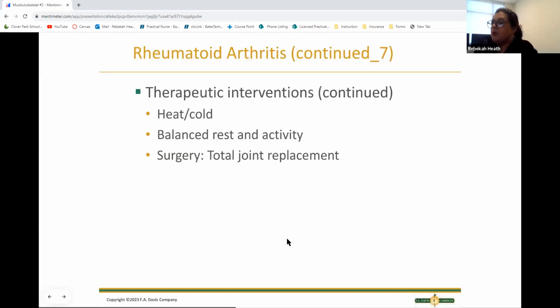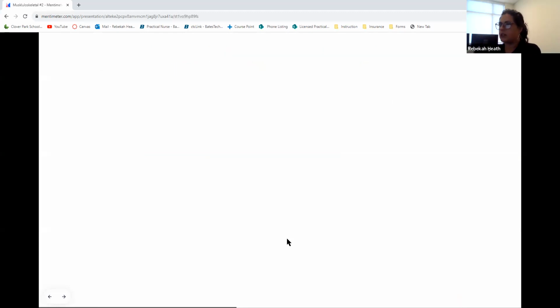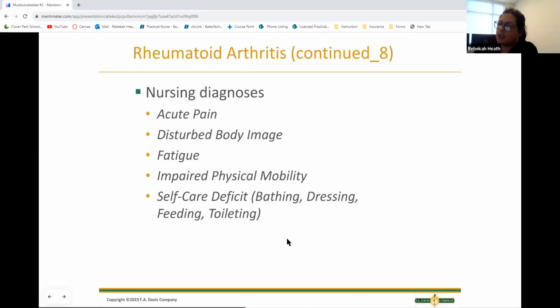Some therapeutic interventions, we're really going to work on overall health to support this. So just health maintenance, getting good exercise, good sleep, weight control, good diet. We might also add in heat and cold therapy. And eventually they might even need a joint replacement if they have that degree of immobility or joint deterioration from the arthritis. Some of the nursing diagnoses, fairly similar to the osteoarthritis, but they're going to have acute pain. They might have disturbed body image because of the deformity with the joints.